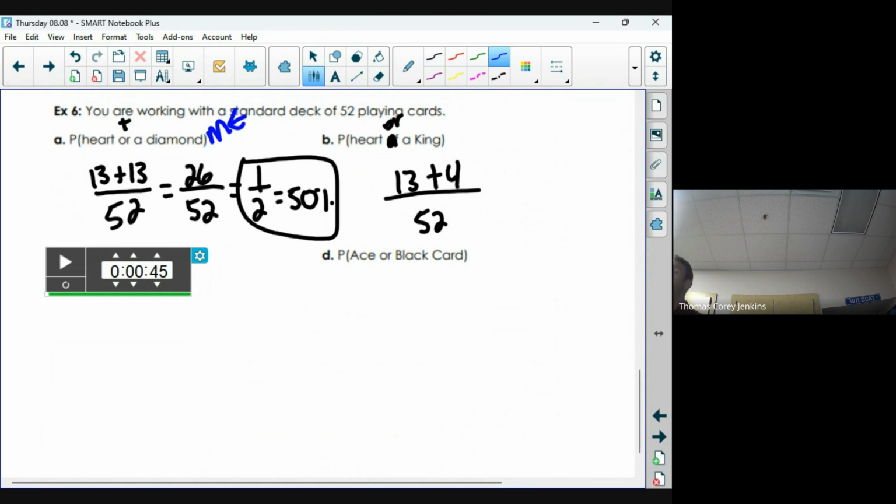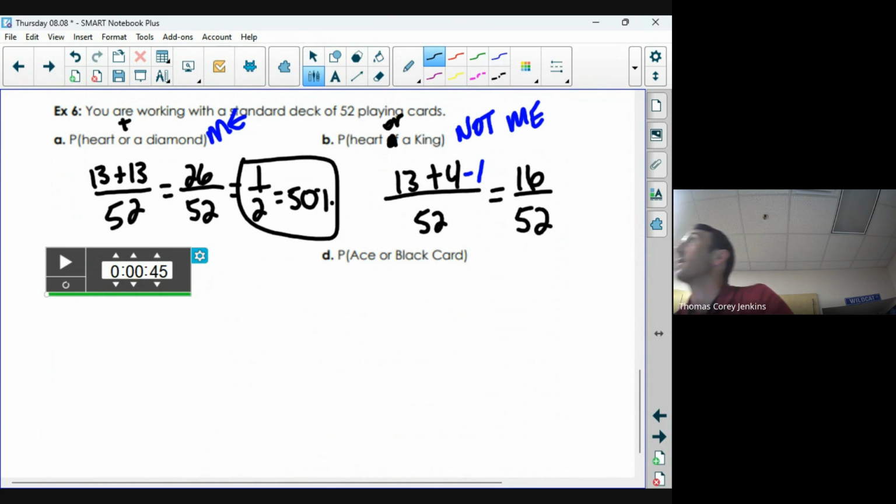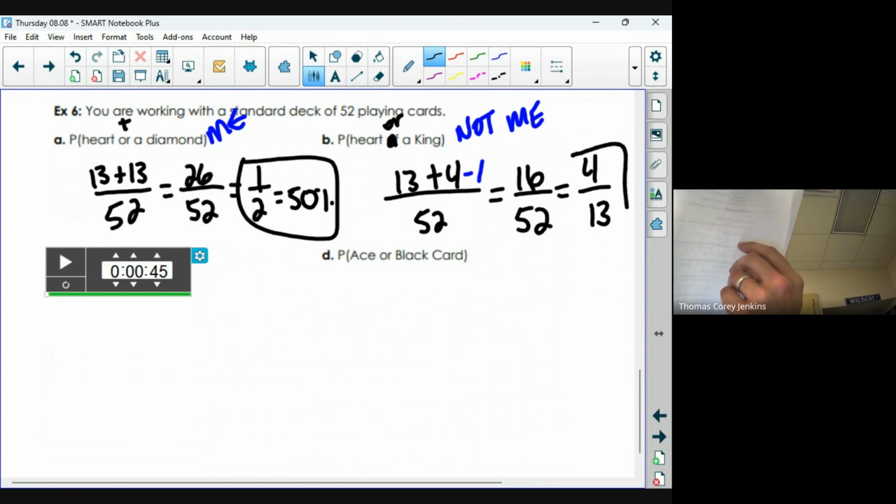Okay, these are not mutually exclusive. So let's write not ME here. Because there is such a card as a king of hearts, right? So if we don't account for that, then we've basically counted the king of hearts in this set and in this set, right? So we've counted that guy twice, right? So we got to take him away once. So this is how we're going to show that, just -1, and so that would be 16 out of 52. So that's what happens when they're not mutually exclusive. You don't want to count the repeats more than once, right? So that reduces to 4 out of 13. I don't really have room for a percent, but that'll be good enough.